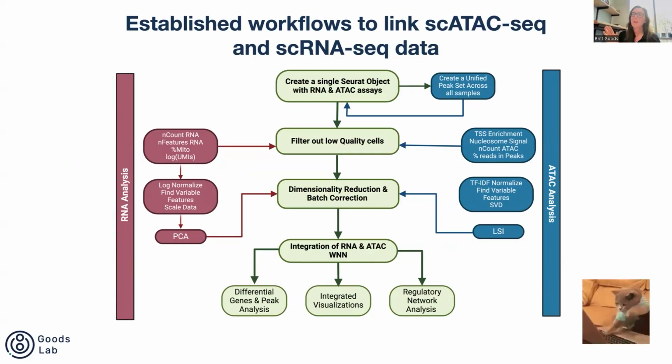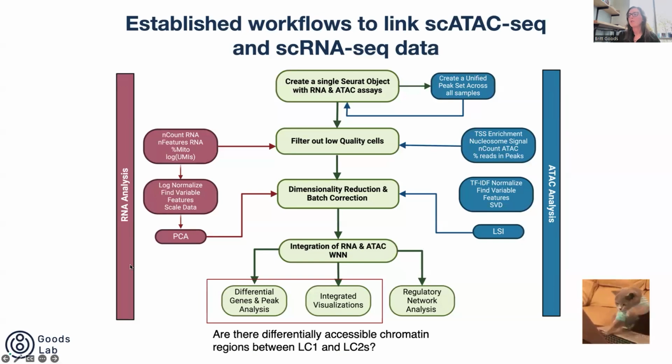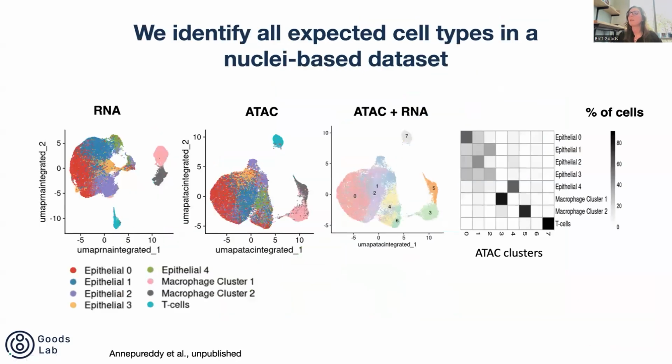All right, so what does joint analysis of single cell ATAC data and single cell RNA-seq data look like? I'm not going to walk through everything in this slide, but suffice it to say, Lacia has established a really nice pipeline for the analysis of this data. Today I'm going to focus on the identification of differential genes and differential peaks, or the regions of the chromatin that are actually open, and then asking whether or not they're differentially accessible between LC1s, or lactocyte 1, and our lactocyte 2 populations.